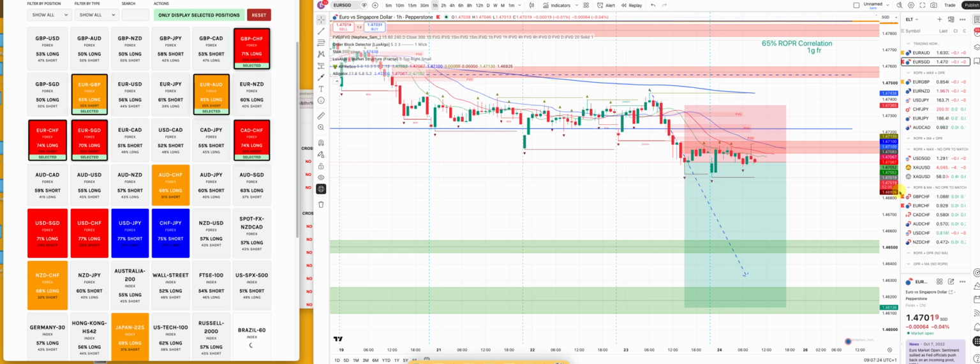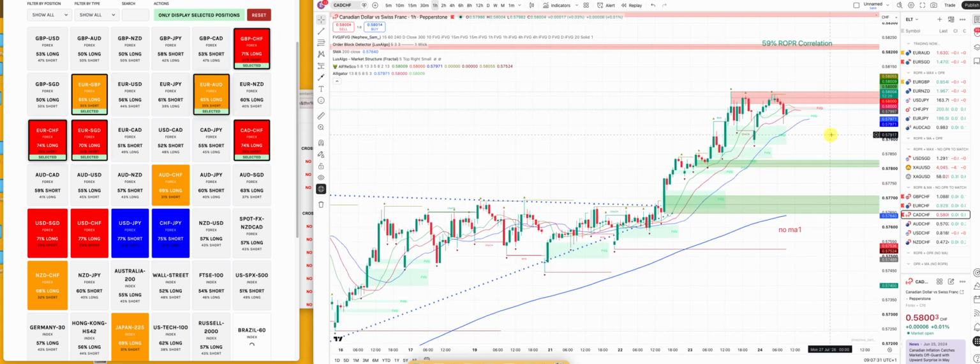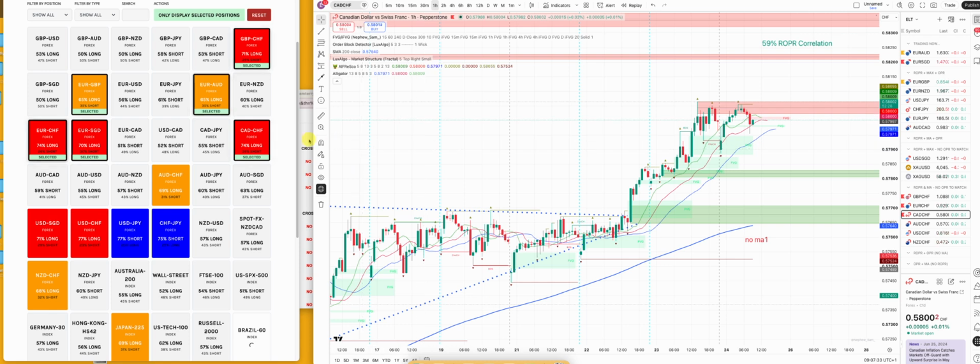CAD Swiss. The markets are fairly quiet, aren't they, at the moment? There's a lot of dollar strength. Let's have a look at CAD Swiss.